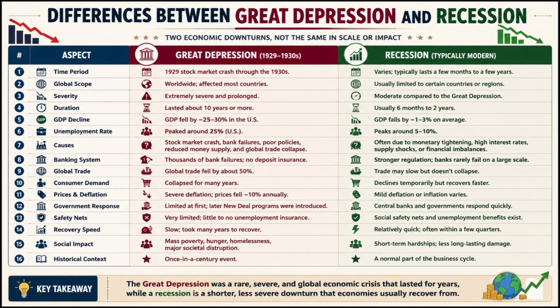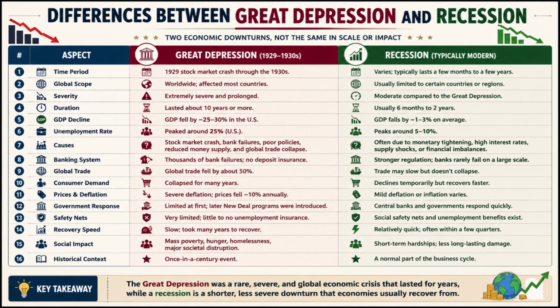Number 8. Thousands of banks failed during the Great Depression and deposit insurance was largely absent, whereas modern recessions occur in a more regulated banking environment. Number 9. Global trade fell dramatically during the Great Depression, whereas recessions may slow international trade but rarely cause such a collapse. Number 10. Consumer demand remained depressed for many years during the Great Depression, whereas consumer spending usually recovers more quickly during a recession.